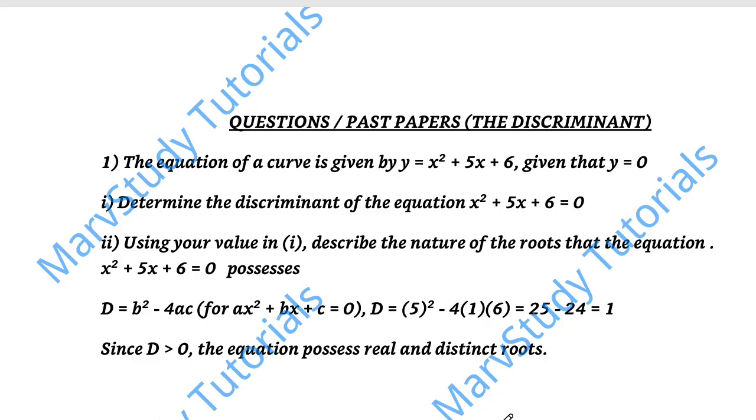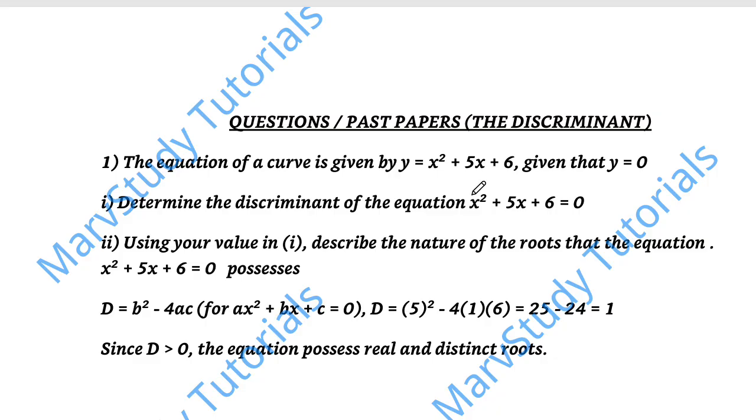The first question is, the equation of a curve is given by y equal to x squared plus 5x plus 6. Given that y is equal to 0, determine the discriminant of the equation x squared plus 5x plus 6 equal to 0. And using your value, determine the nature of the roots of the equation x squared plus 5x plus 6 equals 0.